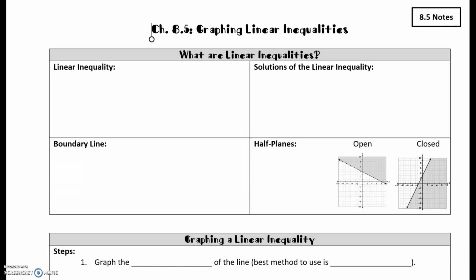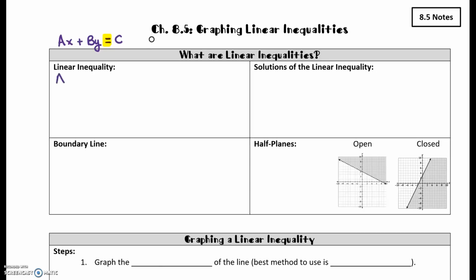In this lesson, we will be looking at graphing linear inequalities. So let's first recall what is a linear equation. Recall from the previous chapters, we had ax plus by equals c. Since this one has an equal sign, we consider that an equation. But this says linear inequalities.